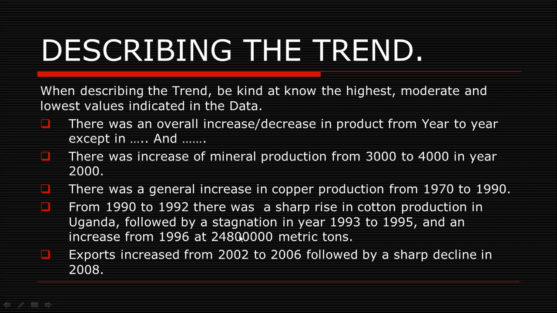Are we together? Exports increased from 2002 to 2006, followed by a sharp decline in 1998. It means that in 2002, maybe it was 5,000. It rose to 1,000 in 2006. But from there, it again went maybe to 500, meaning a sharp decline.